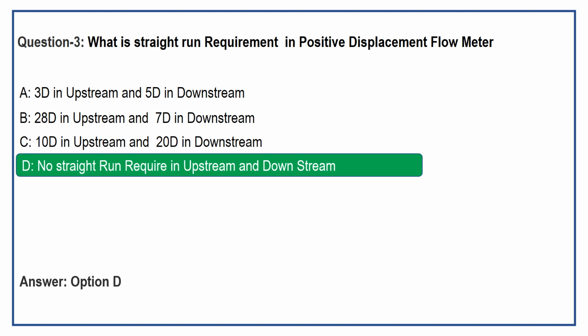Yes friends, positive displacement flow meter is a mechanical flow meter which does not require any upstream and downstream straight run because it measures the volumetric flow rate of the fluid.